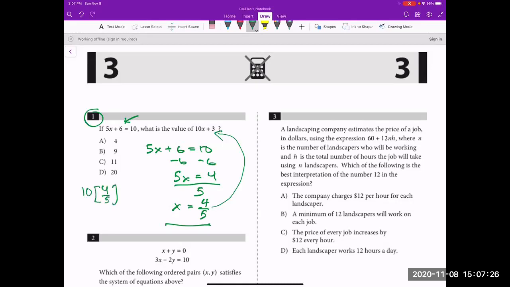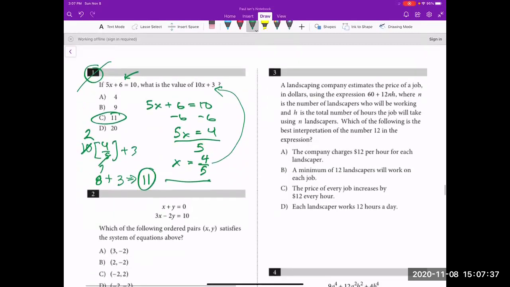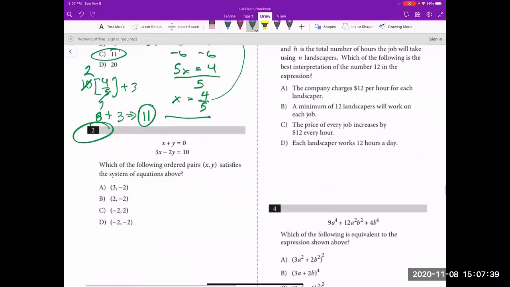Okay. Then... Yeah, and so that's it. 11. Yep, this is really not that bad. Typical algebra problem. All right. What about this one?